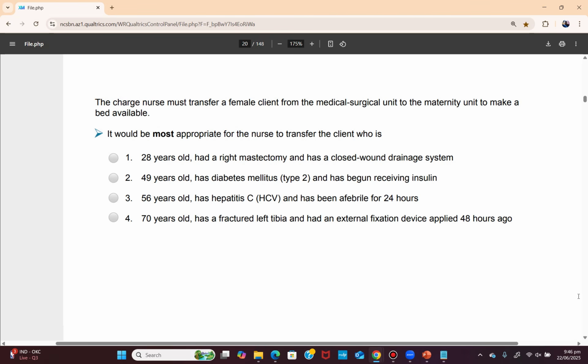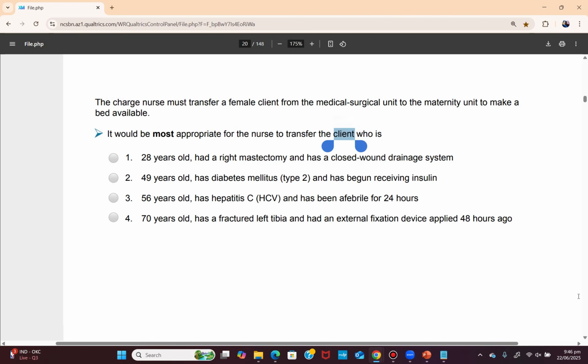So now, when I see this particular question, I know it's all about transfer. That is one. Two, my mindset is now trying to see if the NCLEX is testing me related to advanced care or making a bed available. This question is testing me related to making a bed available. So now I know that if I'm going to transfer any client from this list, it's going to be related to a stable client. But let me see what the examiner is saying.